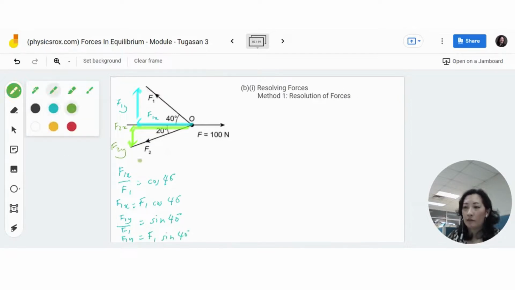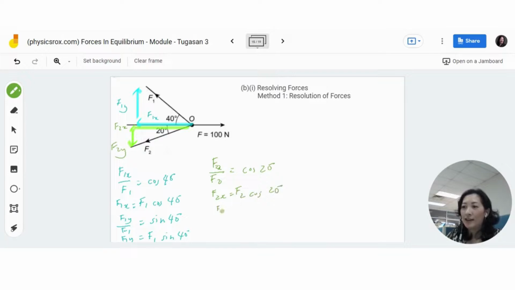And we do the same thing for the F2 triangle, right? F2x over F2 is adjacent over hypotenuse. That's cos, so that's why it's cos 20. So F2x is F2 cos 20. Oops, my writing's getting worse. F2y over F2 is opposite over hypotenuse, that gives us sine, so sine 20. So F2y equals F2 sine 20.